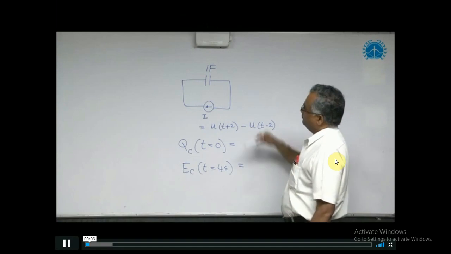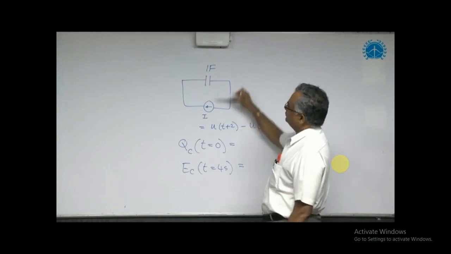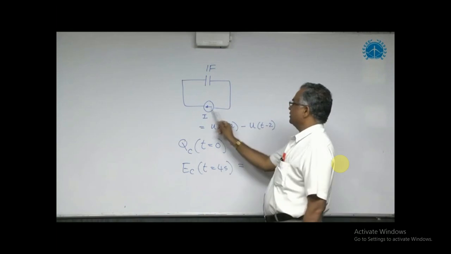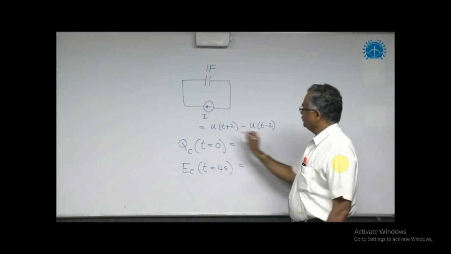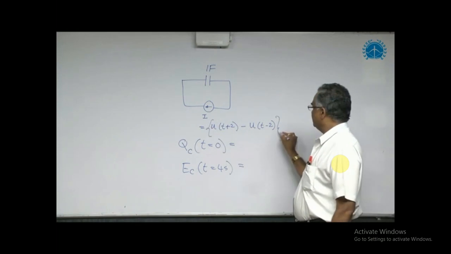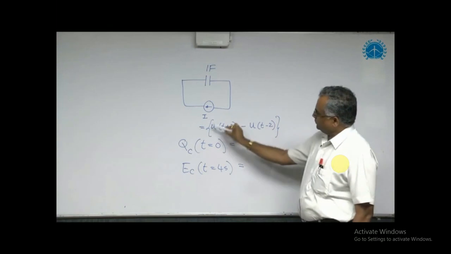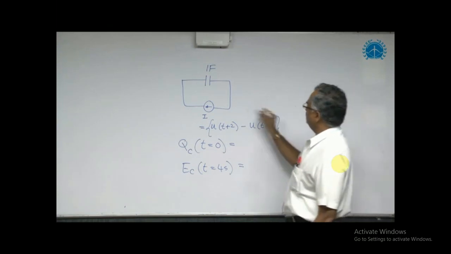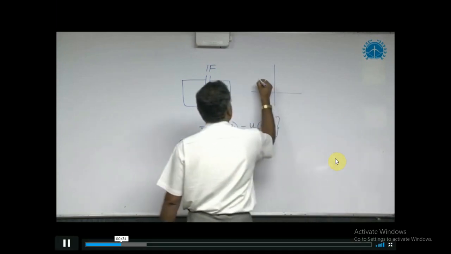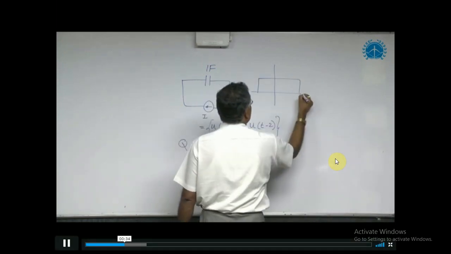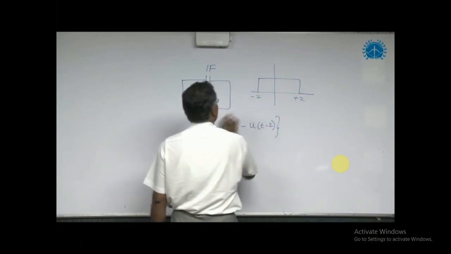In this problem, a current source is connected to a capacitor, single current source, single capacitor, but the current source is not a DC current source, but is described using this function u(t+2) minus u(t-2). So this function, if you draw the plot for this, it will start from minus 2 to plus 2. Minus 2 to plus 2, this value is 1.